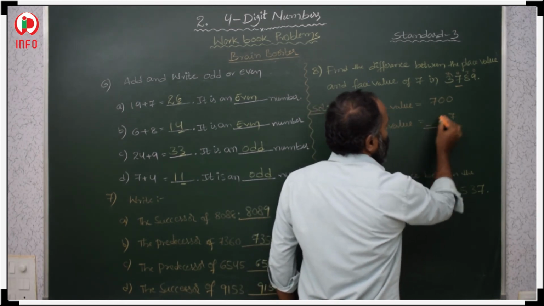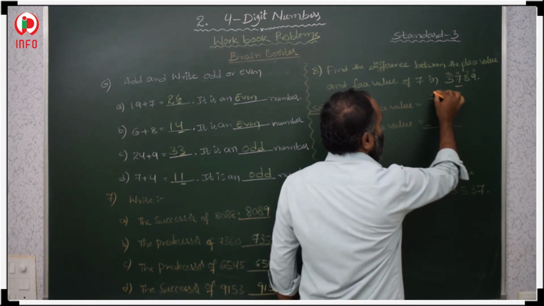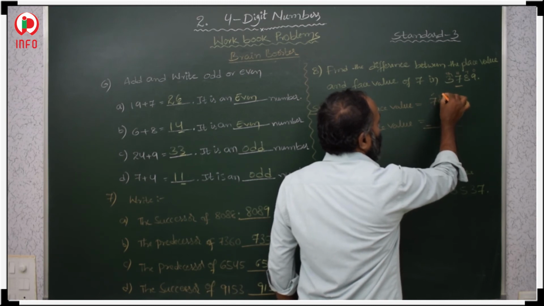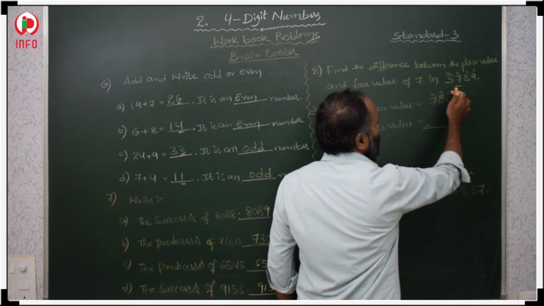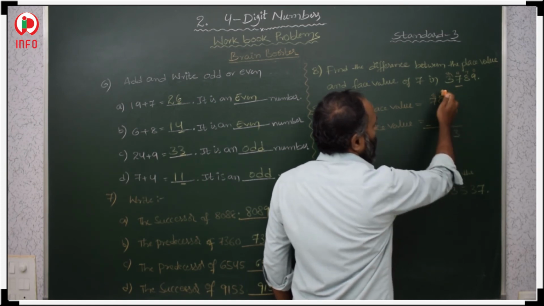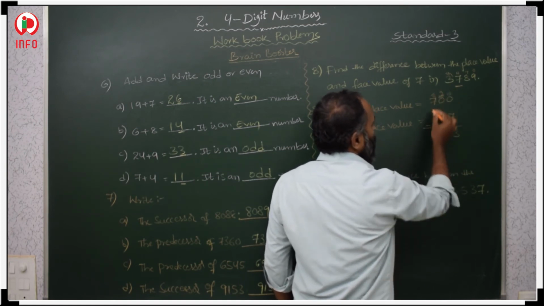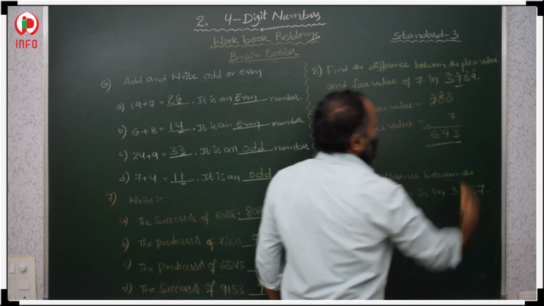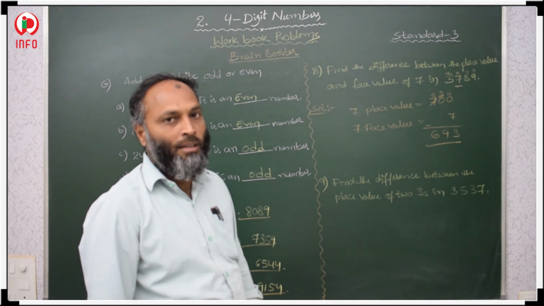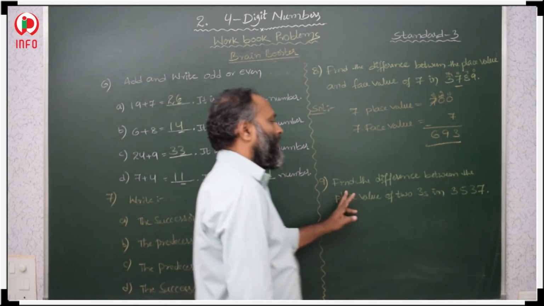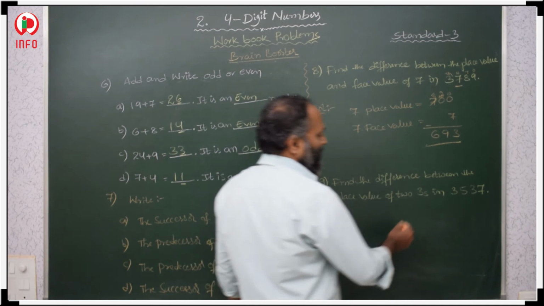Then find the difference. Take a borrow from here. It will get 10. And from here, it will get 9. Here 10, here 6. 10 minus 7 is 3. This is 9. This is 6. 693.